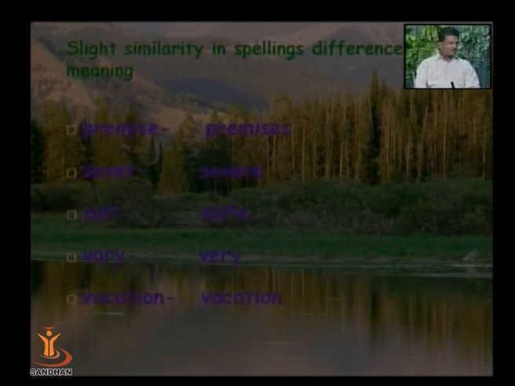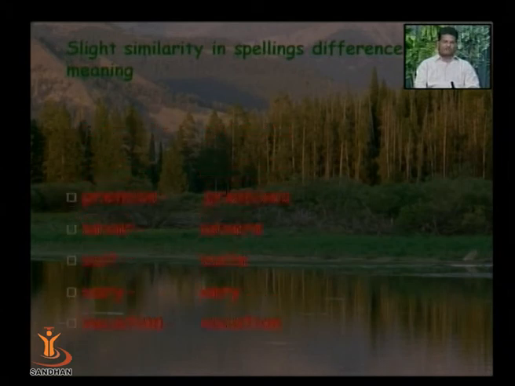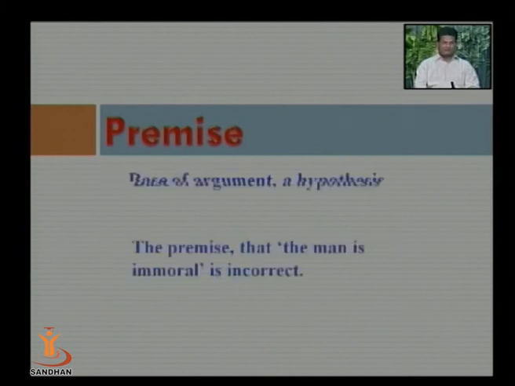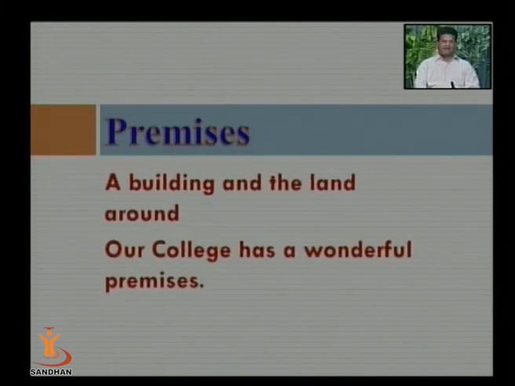Now, slight similarity in spellings, difference in meanings. Premises, premise. Premises, sever, severe, suit, suit, vary, vary, vacation, vocation. These are the pairs. Premise means the base of argument, hypothesis. The premise that the man is immoral is incorrect. This is the hypothesis, or this is the base of argument that man is the immoral person. While the premises are entirely different. Premises means a building and the land around. Our college has a wonderful premises.